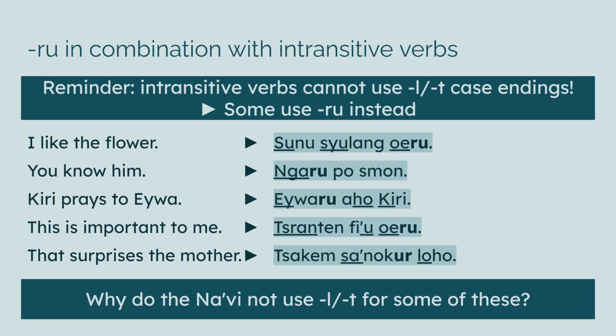The same for the second sentence, you know him. Here, you are the subject. You are the one knowing someone. But in ngaru po smon, po, so he, is actually the subject because he doesn't have a case ending. And ngaru, so the nga, is the indirect object. So what is happening here?